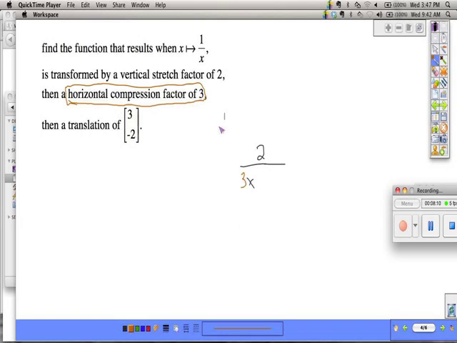And then we also have the translation. The vertical translation is the easiest part to deal with. We're just going to tack on a minus 2 to the end. But we also need the minus 3 on the denominator because that is the horizontal shift. It's positive 3.